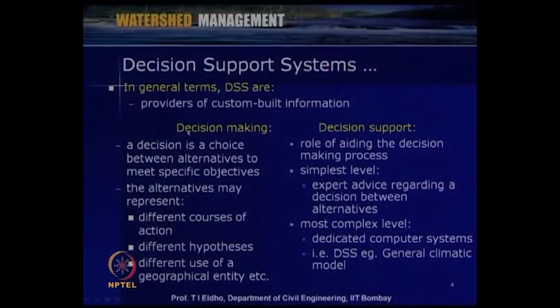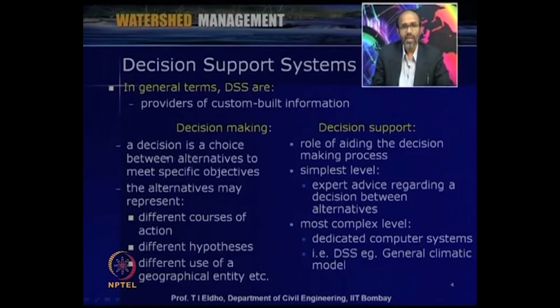So, that way when we look into the DSS or decision support system, there are two processes. One is the process of decision making, and then the various things which support the decision. So, that way we can see the differences between the decision making and the decision support. So, decision making is, as I already mentioned, actually a decision.